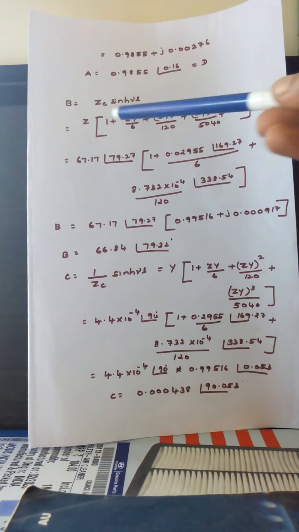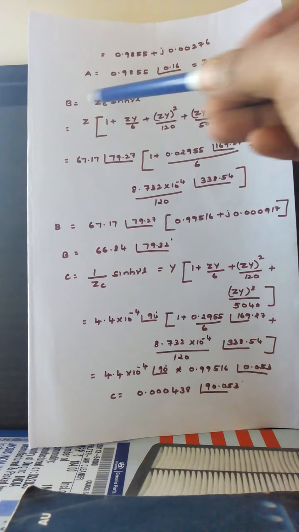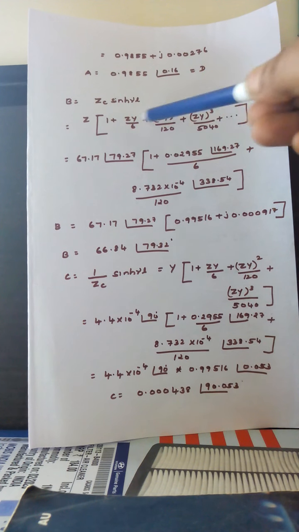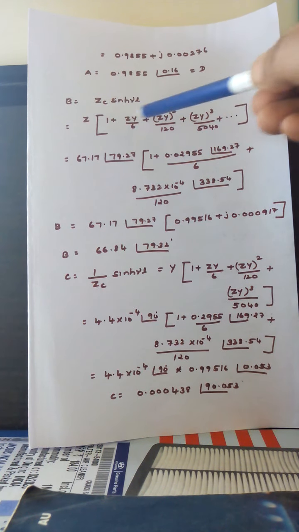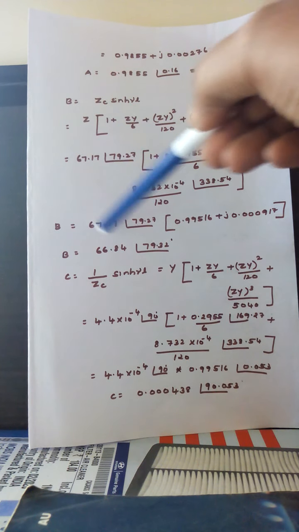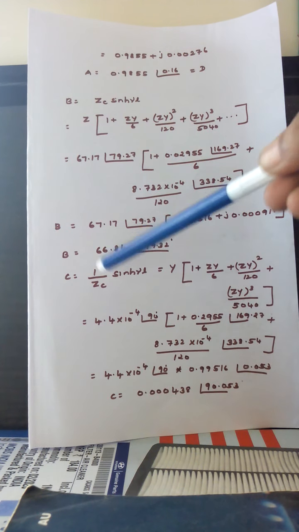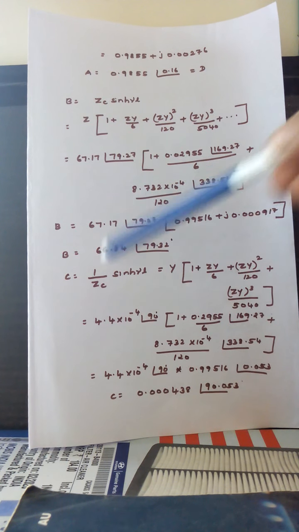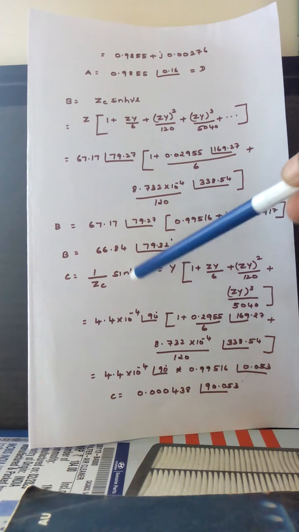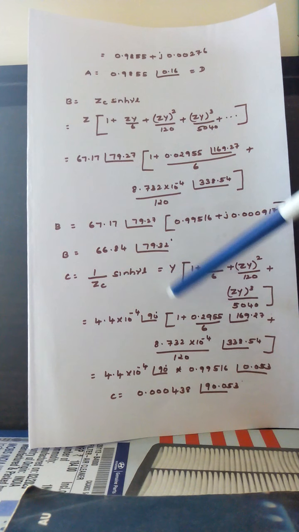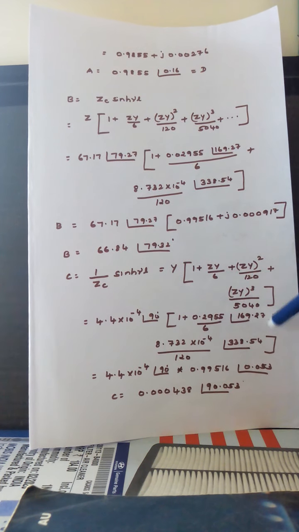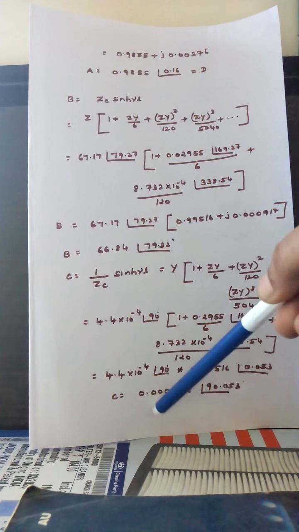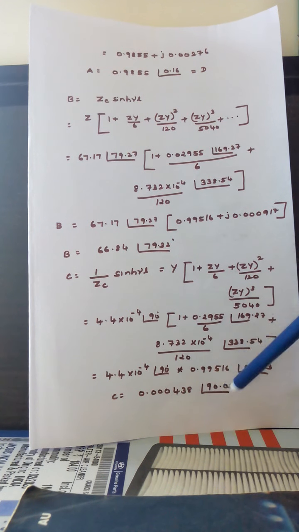Similarly, B equal to ZC into sinh gamma L. So we got this equation in terms of ZY. So in this, if you substitute the Z and Y terms, we'll get your B value. So B value we are getting as 66.84 at an angle 79.32. Similarly, C equal to 1 by ZC into sinh of gamma L. So this is the equation we are getting here. So in this equation, if you substitute Z and Y, we are getting C as 0.00438 at an angle 90.053. So this is the C.